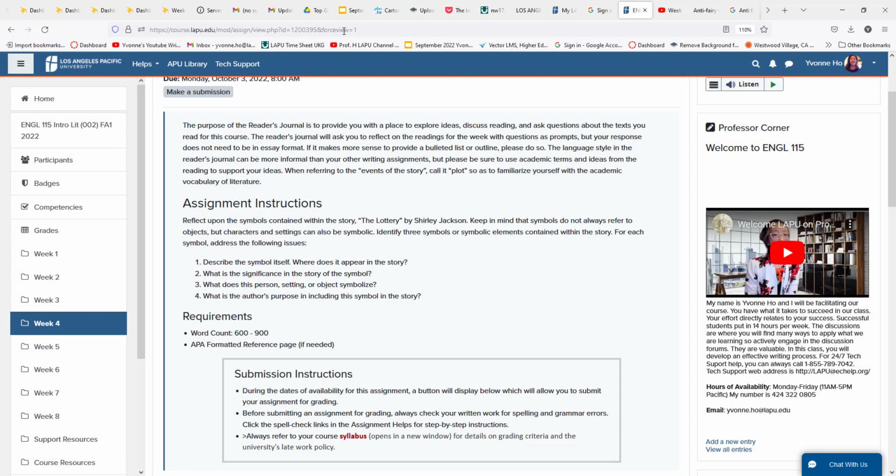Why did Shirley Jackson write this story? And what happened to her at the end? In other words, to the character. And that's one of them, and then you're going to find the other 2 symbols. I'll let you guys figure that out yourself.